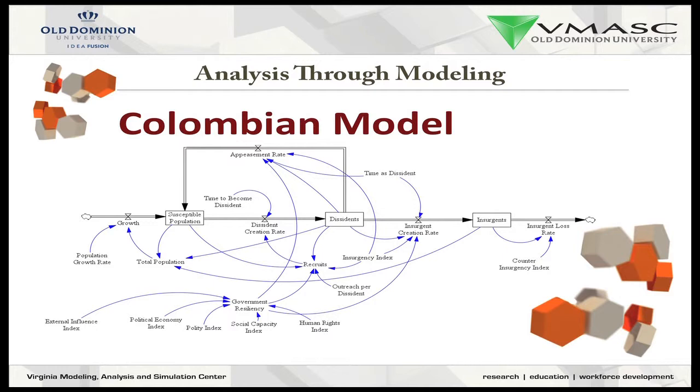But I think the greater benefit is it allows them to start putting the visual representation in place of this model. So that's what we're going to take a look at next. This is a typical system dynamics kind of representation called the stock and flow diagram. The boxes that you see are the stock variables. They are the quantities we are interested in capturing.